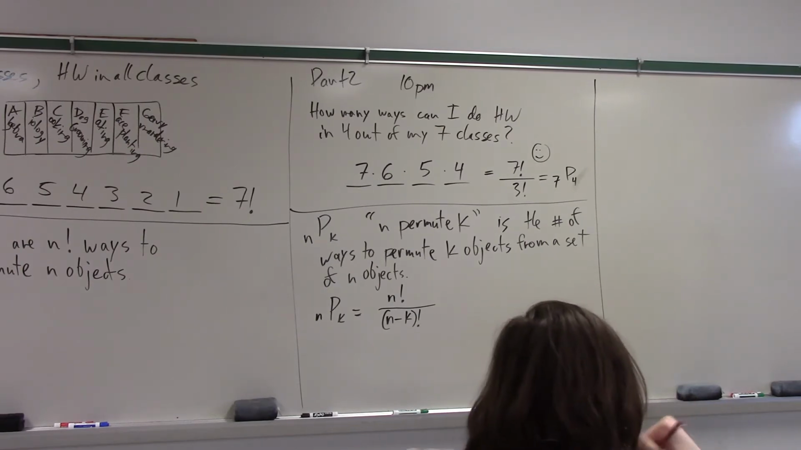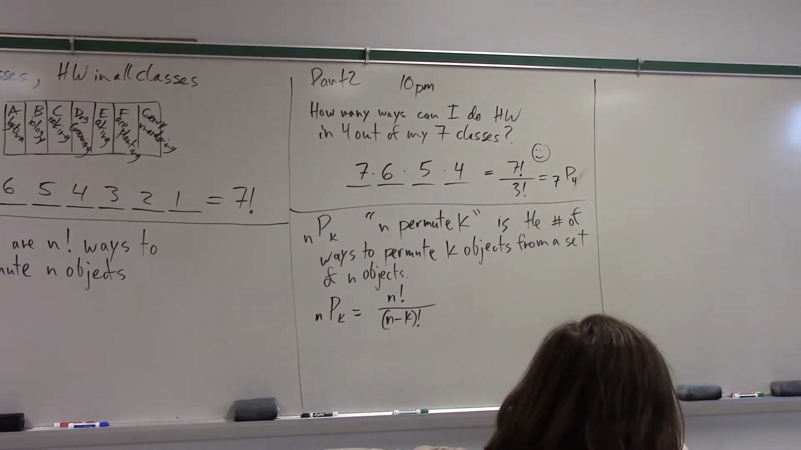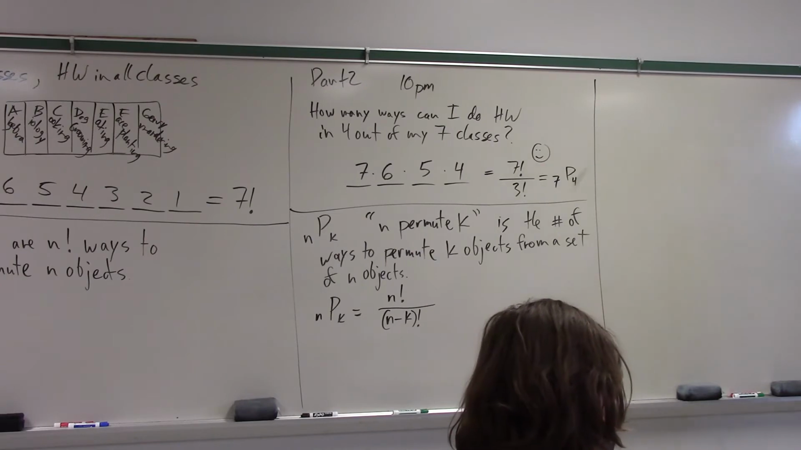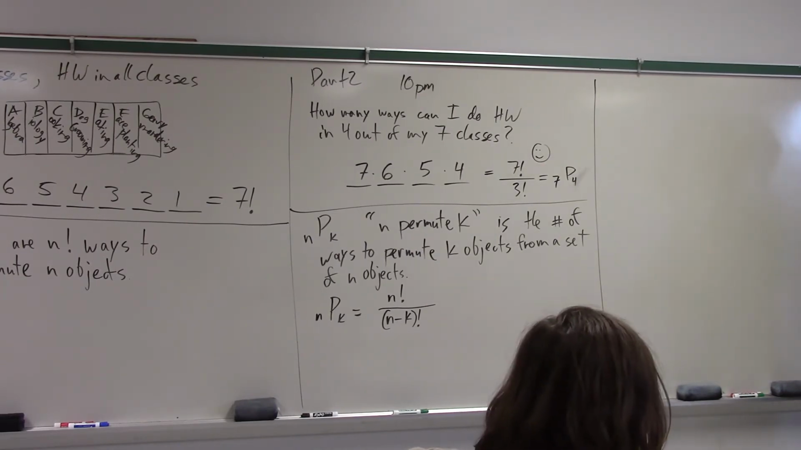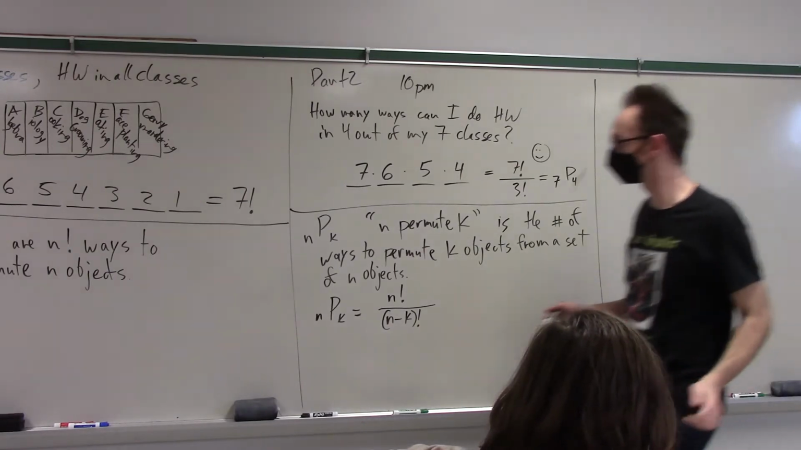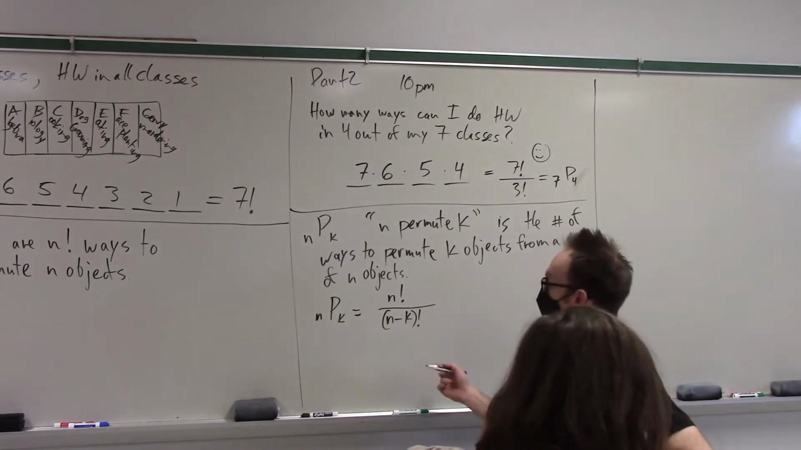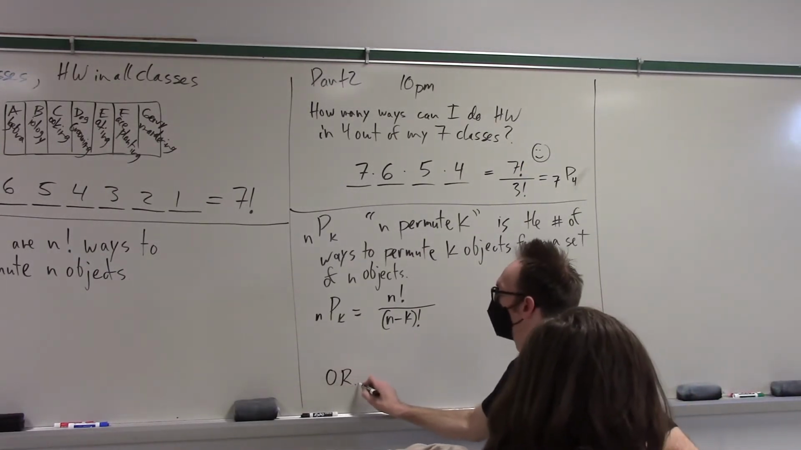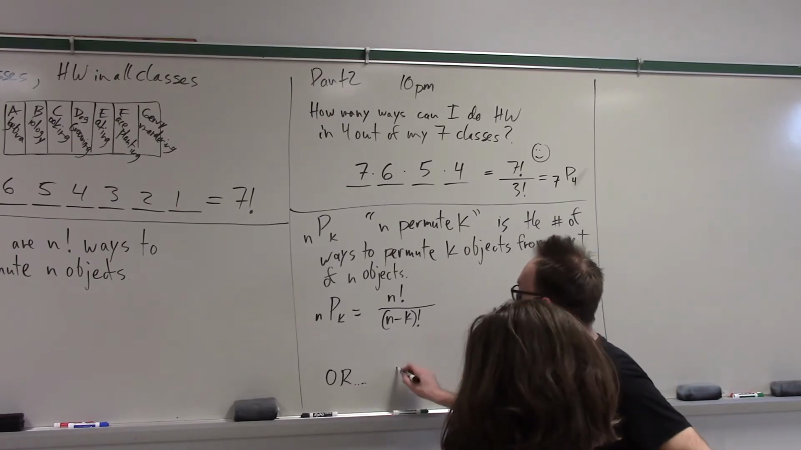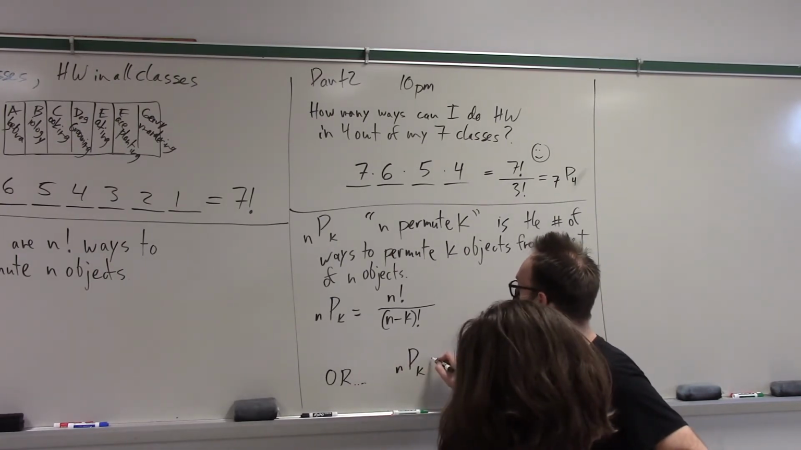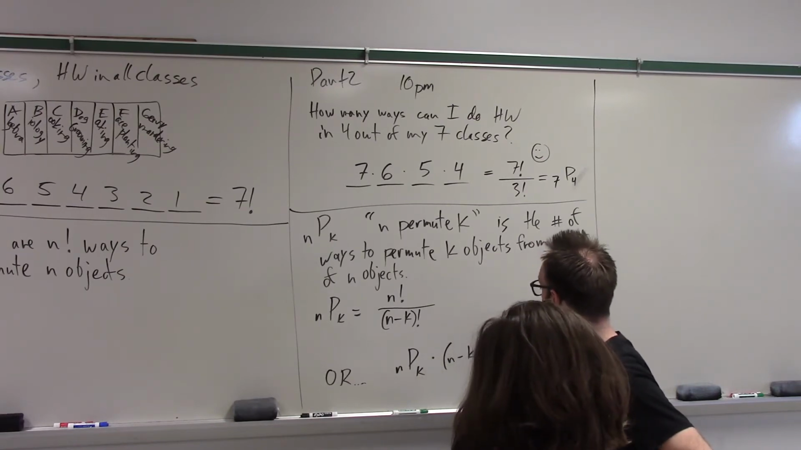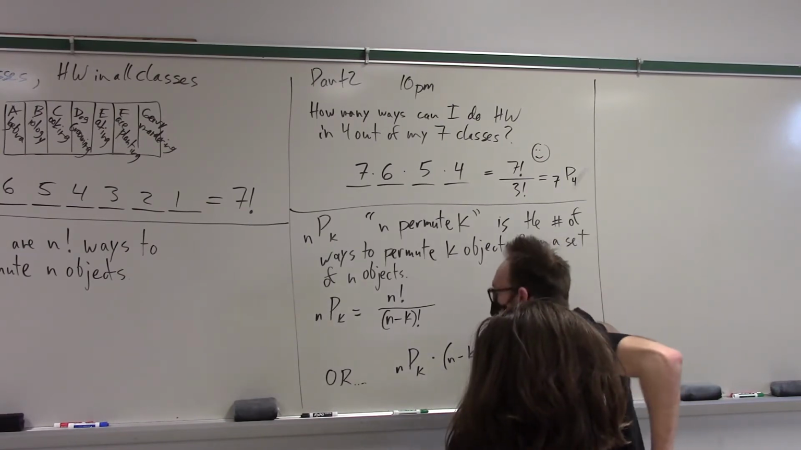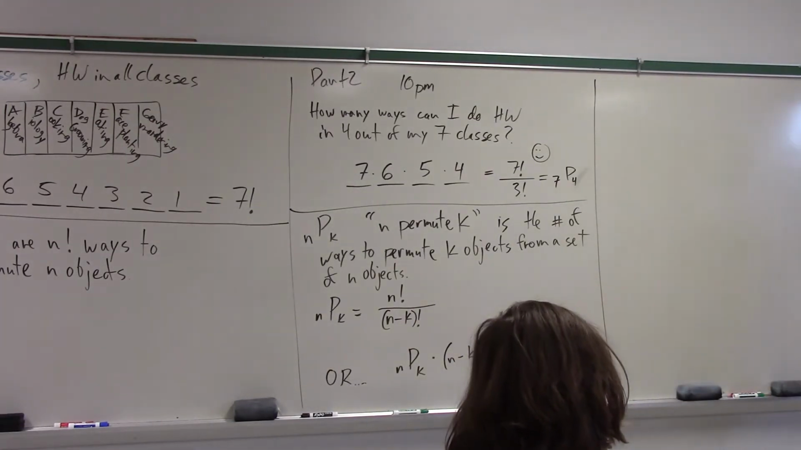Let's try to understand this formula by translating it out of the language of division and into the language of multiplication. So what this formula is really saying, in other words, is that nPk times n minus k factorial is n factorial. Okay, let's try to understand this.